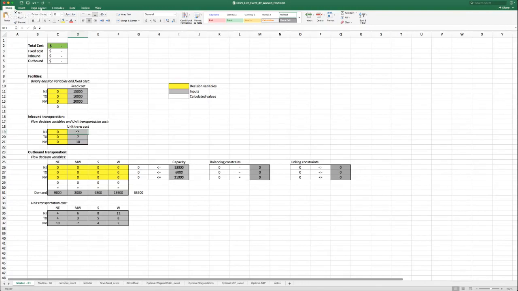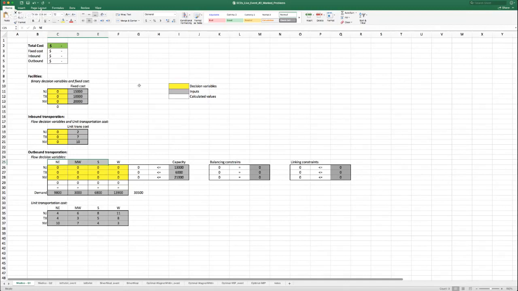And in the last part of this spreadsheet, what I have is outbound transportation. So I have the decision variable regarding how many units we should send from the different distribution centers to the different markets. In this case, we have 3 times 4, so 12 different outbound decision variables. And then in gray, I have all the data that was provided to solve this problem.